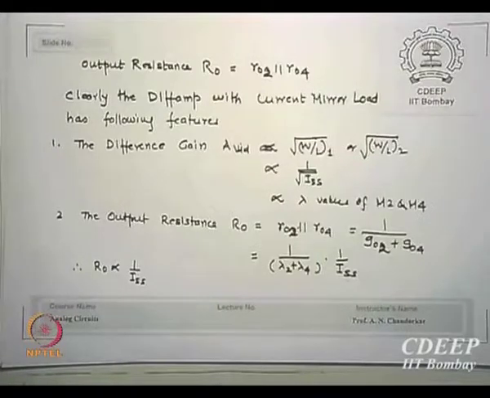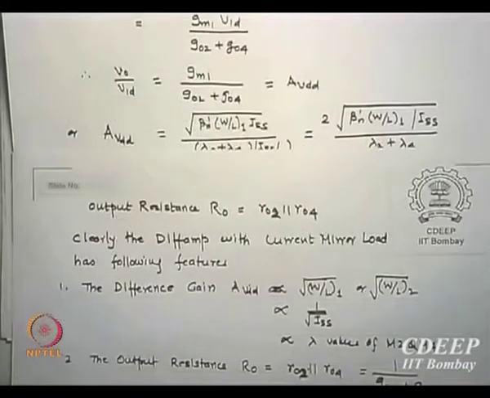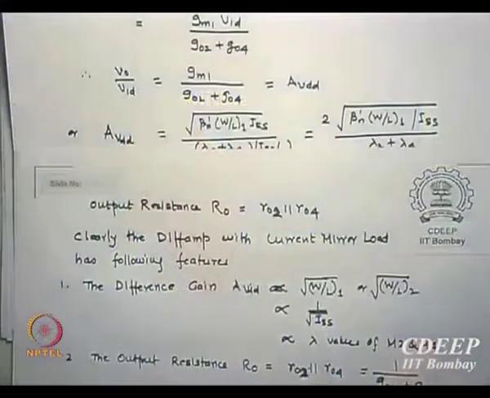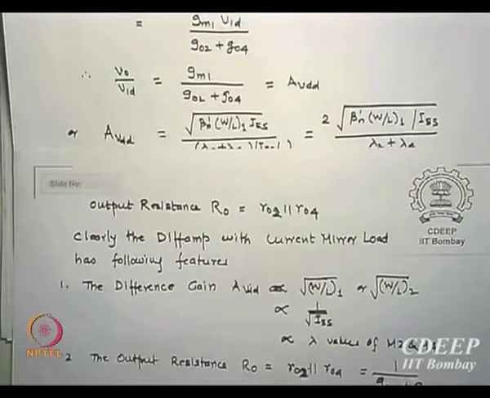Then I see two very interesting functions. The difference gain is proportional to W by L of M1 or M2, they are equal. The M1 transistor is identical to M2; the drivers of the diffamp have the same size. So the larger the W by L, the larger the gain, is that correct? Larger is the size, larger is the gain.